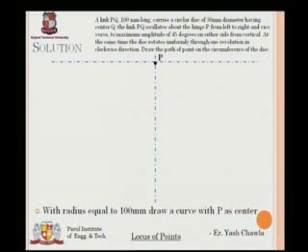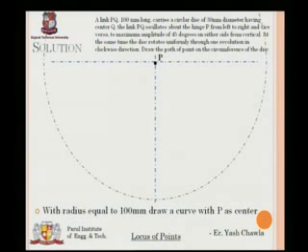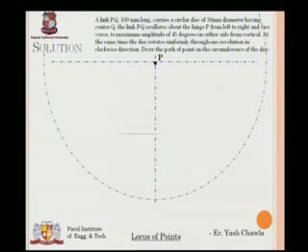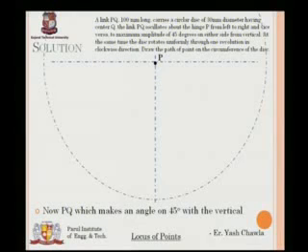First of all, I'll need to draw my reference circle. 100 mm is the length of my PQ, so I'll draw a 100 mm radius circle with center P using my compass, if anybody is not aware of it. Now what I want is PQ.